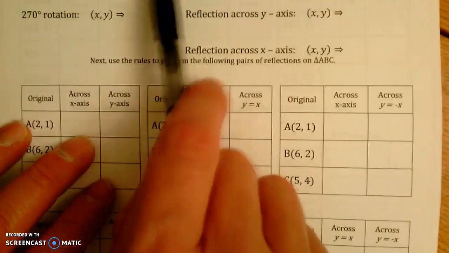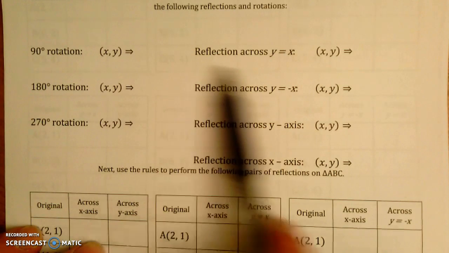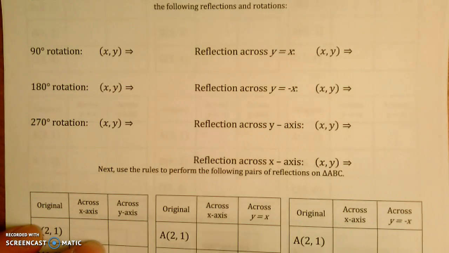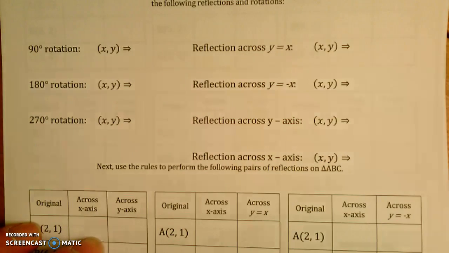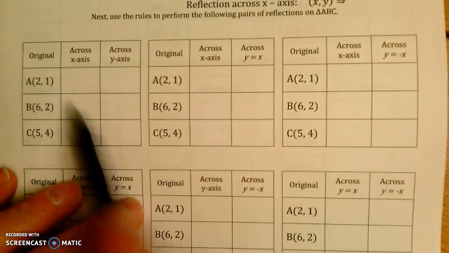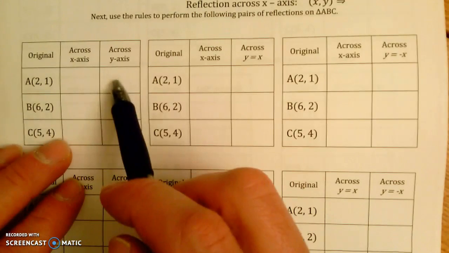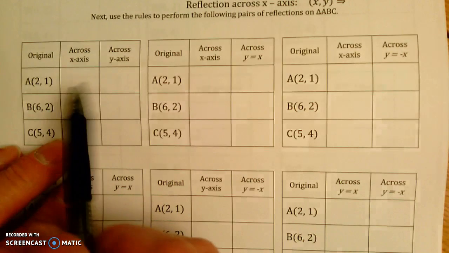Alright, so just to give you a rundown on how this process works. First, you're just going to write down all of your rules that you did from your reflections and rotations work. You should have all those rules. So if you haven't got those, get them together first.